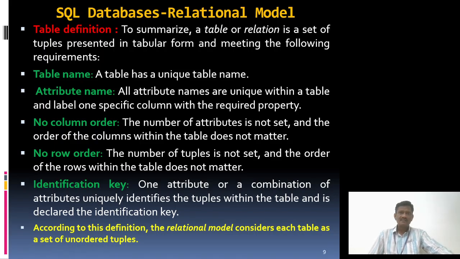Let's summarize what a table or a relation is in the relational model. It has a unique table name. Attribute names are unique within the table. Column order does not matter. Row order does not matter. It must have a key to uniquely identify each and every row. So, a table is essentially an unordered set of tuples.